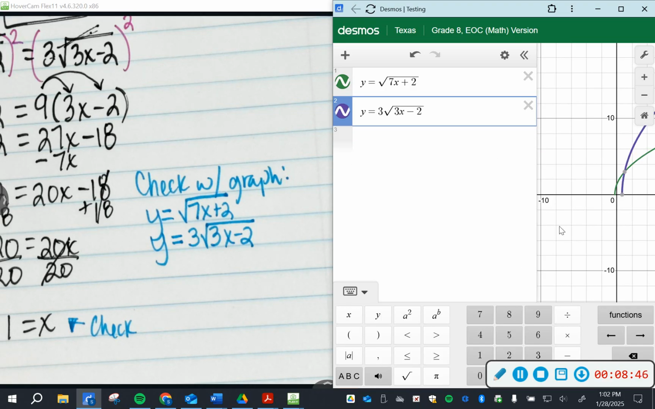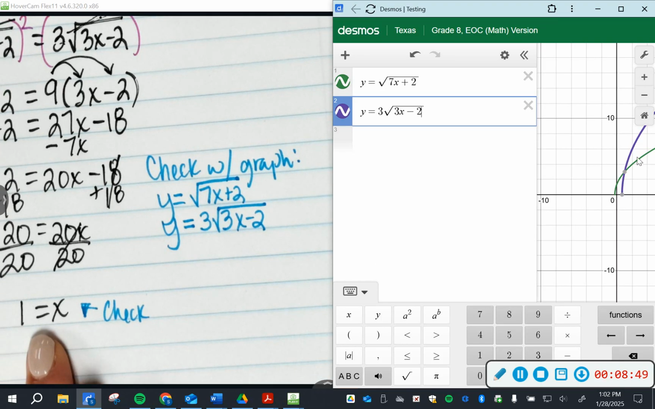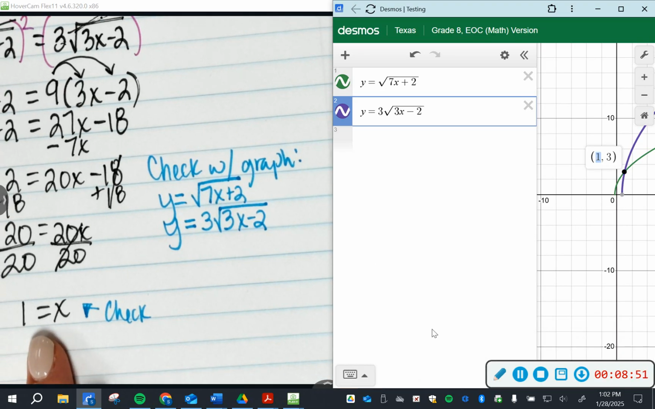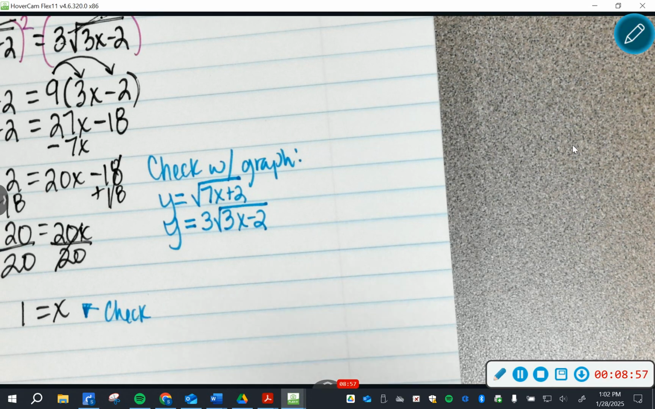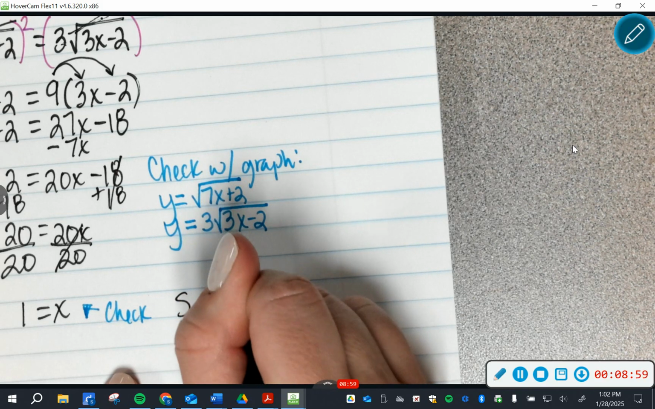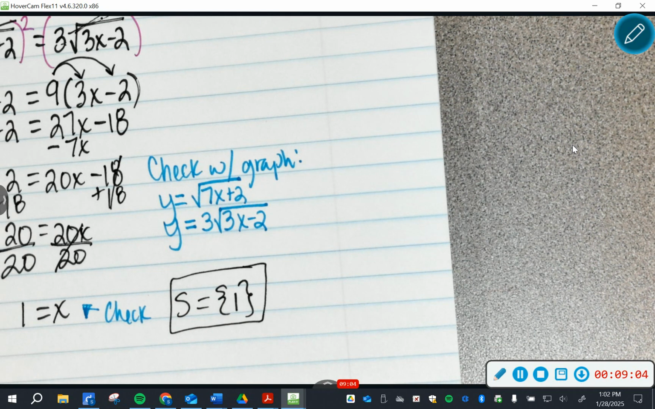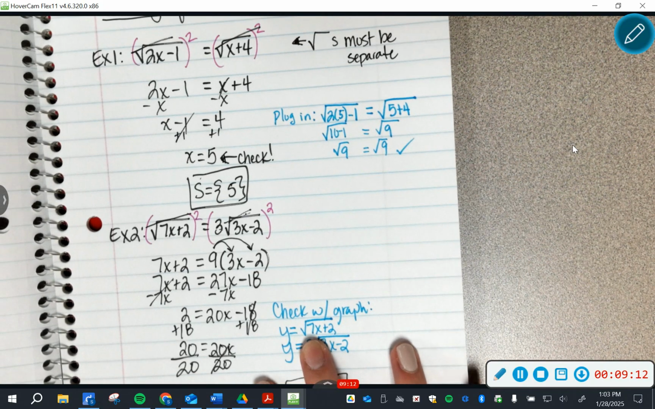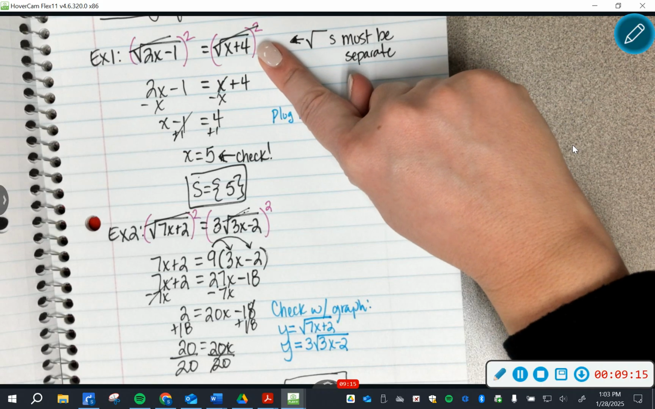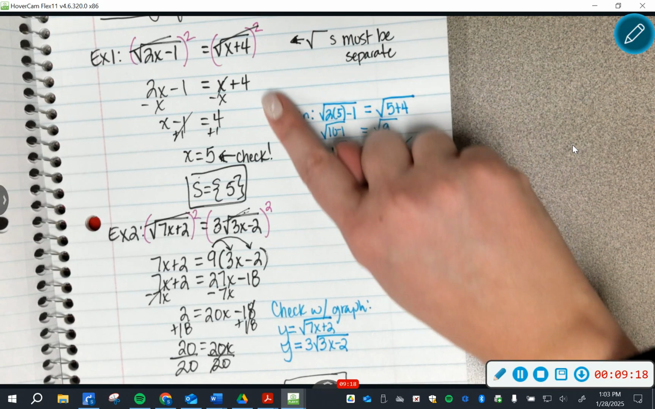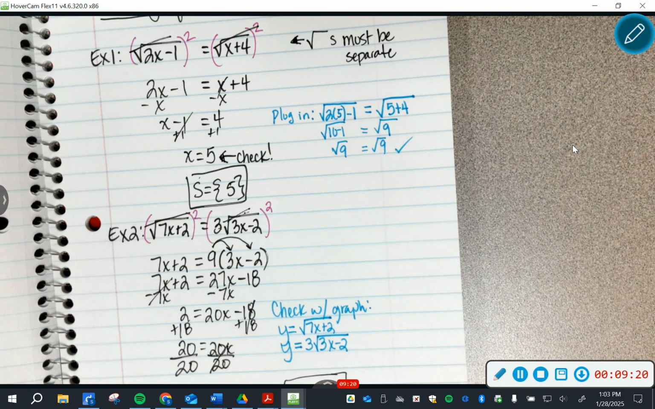And where they intersect, my x value should be 1. And I find where they intersect, that x value is 1, so it checks out. We are correct. So it gets to go in the solution set. Okay? All right, so if you ever have a problem where you have 2 square roots, it's either going to look like example 1, where they just cancel each other out, or it's going to look like example 2. All right, if you see 2 square roots, that's how they're going to go. Okay?